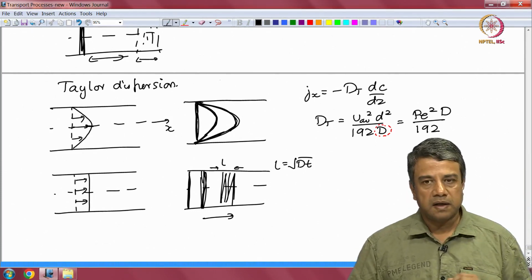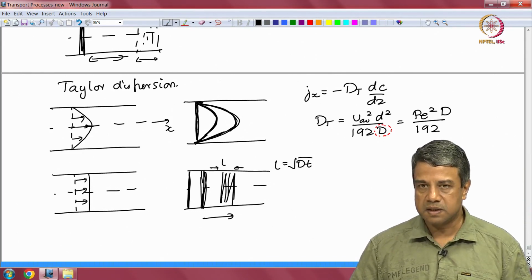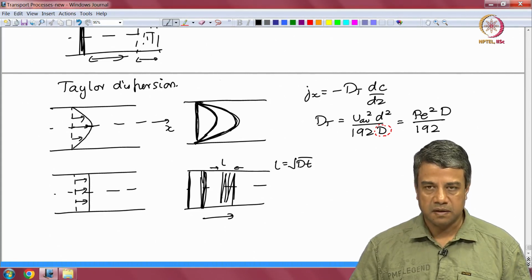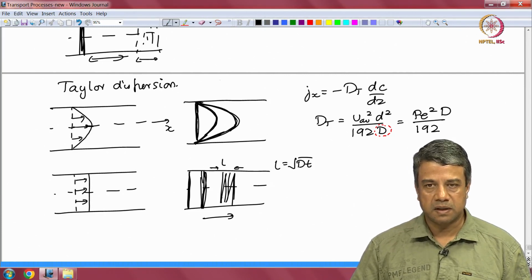So, I have briefly explained to you different kinds of dispersion and contrasted them with diffusion. So, this completes our discussion of diffusion and dispersion. In the next lecture, we will start looking at unidirectional transport. So, we will start this new topic in the next lecture.